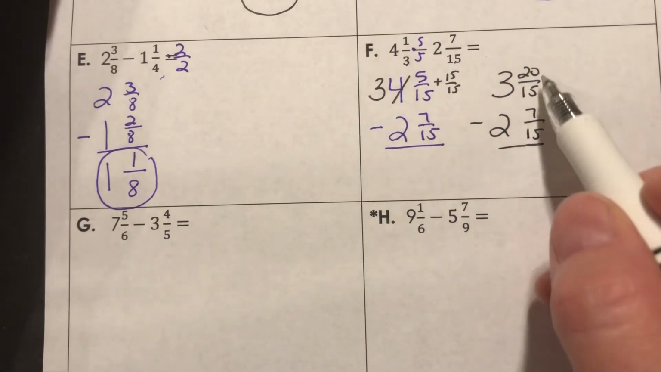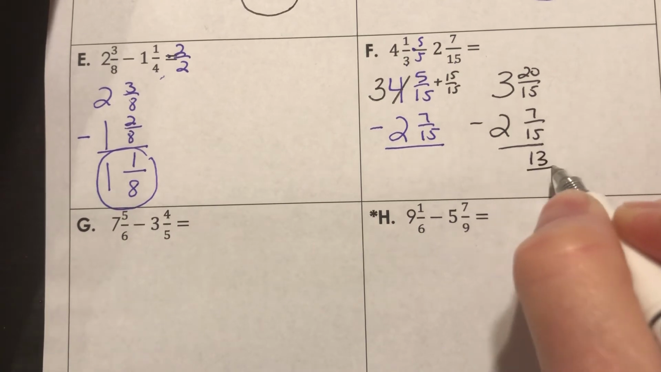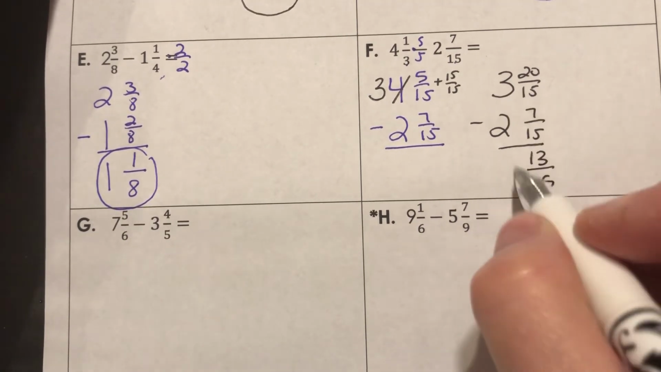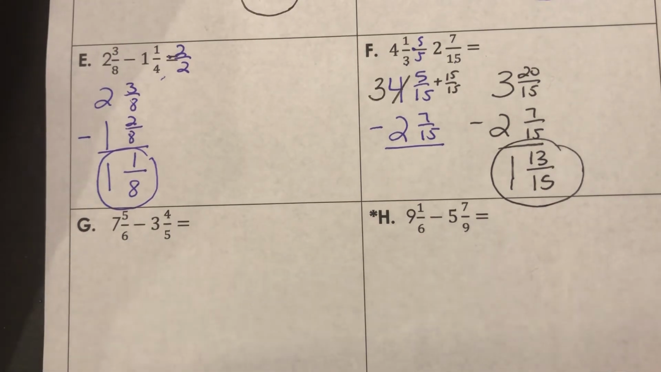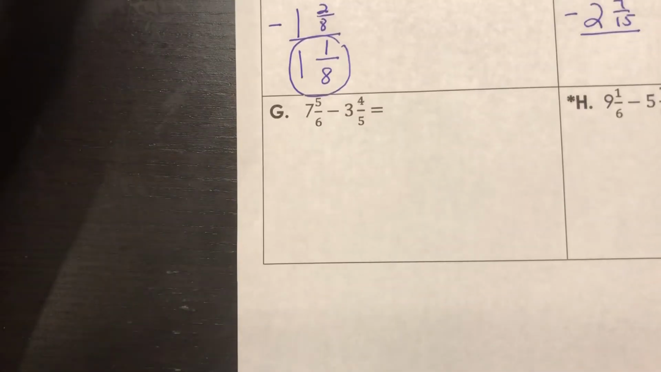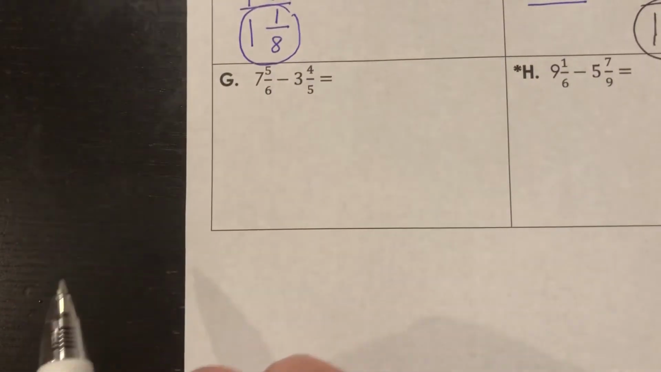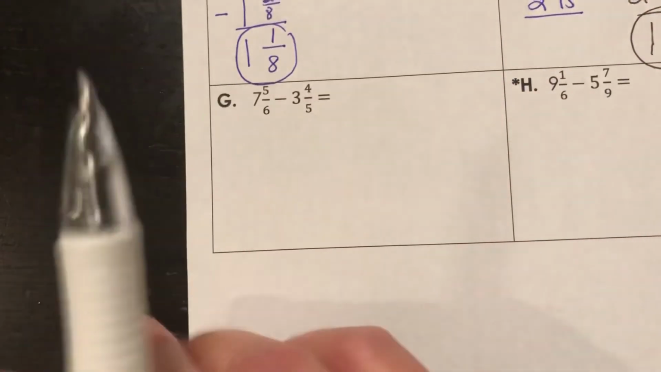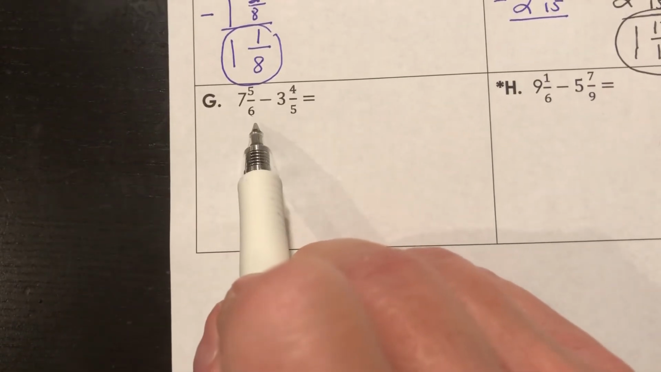And now we can solve it because I can take 7 away from 20. 20 minus 7 is 13. My denominator stays, and 3 minus 2 is 1. So 1 and 13/15. Okay, cruising along. Letter G, 7 and 5/6 minus 3 and 4/5. I can't multiply 5 by something to get 6. And the LCM of 6 and 5 is 30.